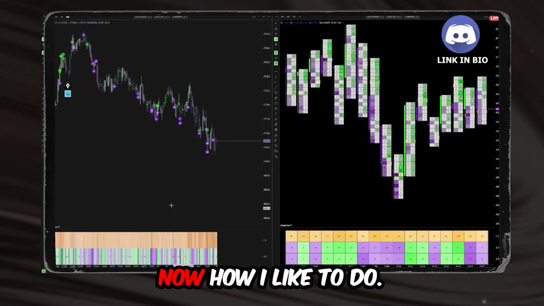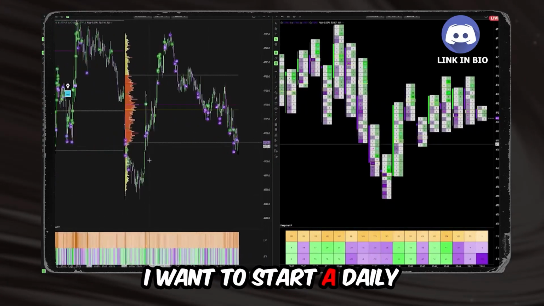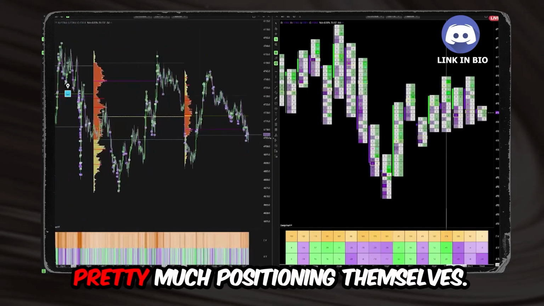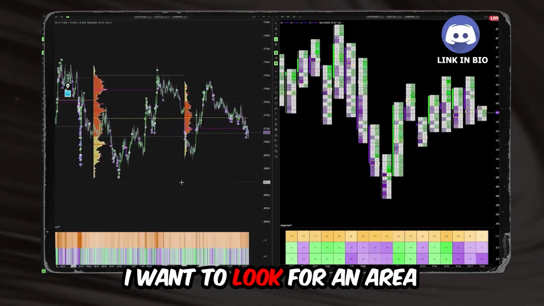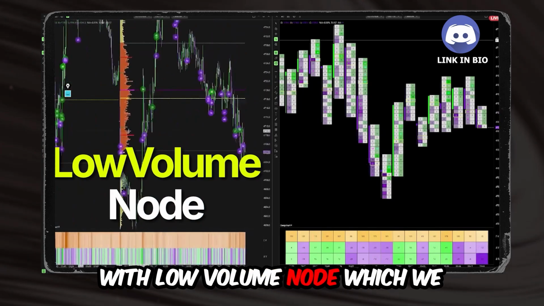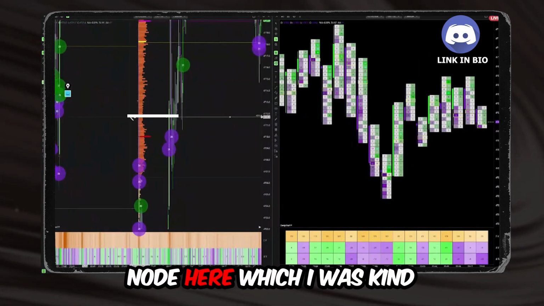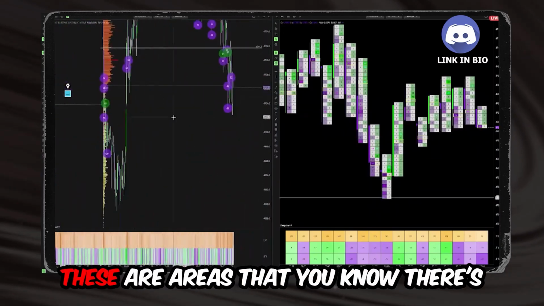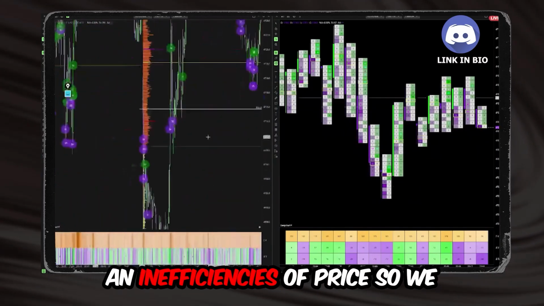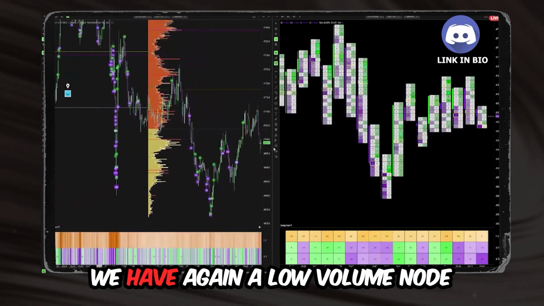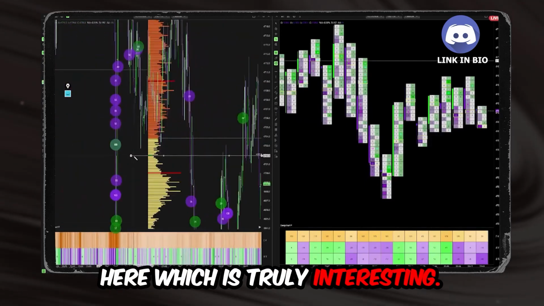Wow, brilliant. Now, how I like to do it, I want to start with a daily volume profile. I want to see how institutions are pretty much positioning themselves. I want to look for an area with a low volume node, which we can capitalize on for a buy. So there's a current low volume node here, which I was kind of looking for, since these are areas where there are inefficiencies of price, so we might be able to see that again. We have again a low volume node here, which is truly interesting.